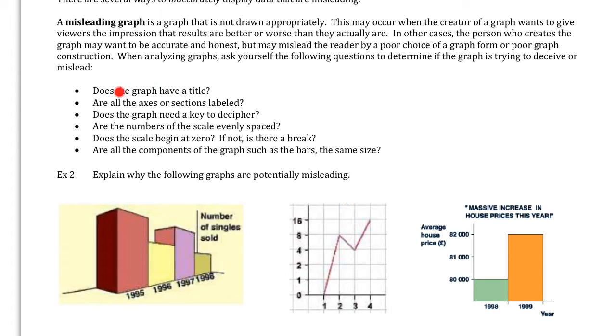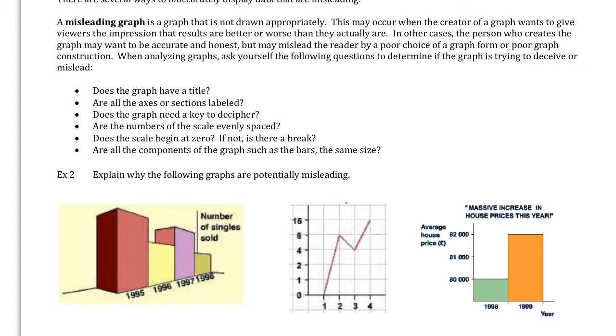Sometimes a graph doesn't have a great title, but it's labeled so well on the axes that it's clear what it's talking about, or vice versa. Every once in a while, you'll see a graph where the x-axis isn't labeled, or the y-axis isn't labeled, but it's spelled out perfectly in the title, and so it's not really misleading because of that. Maybe there's something else that's misleading about it.